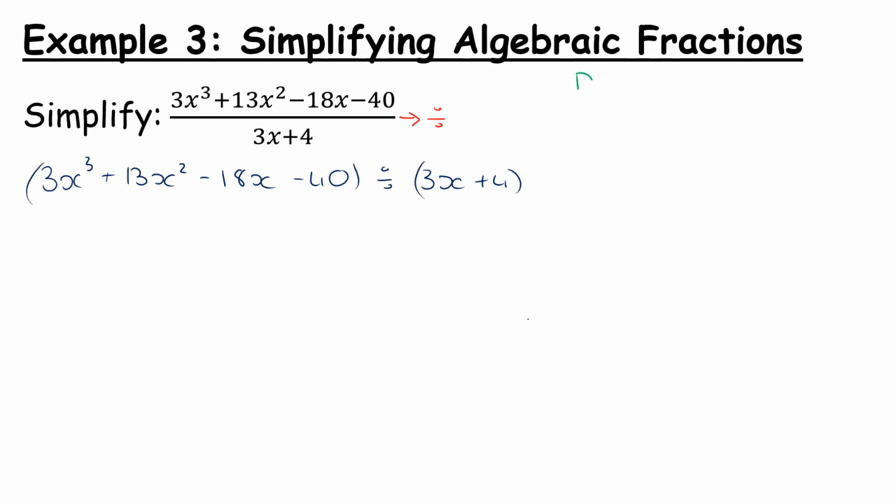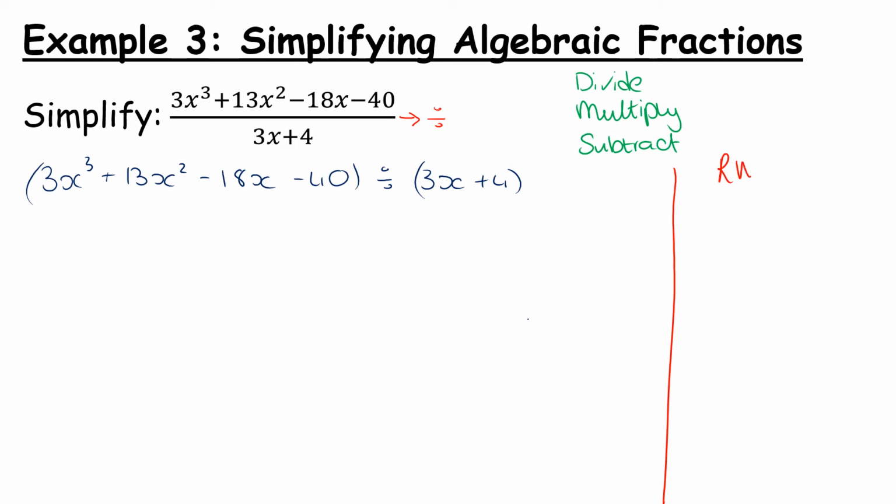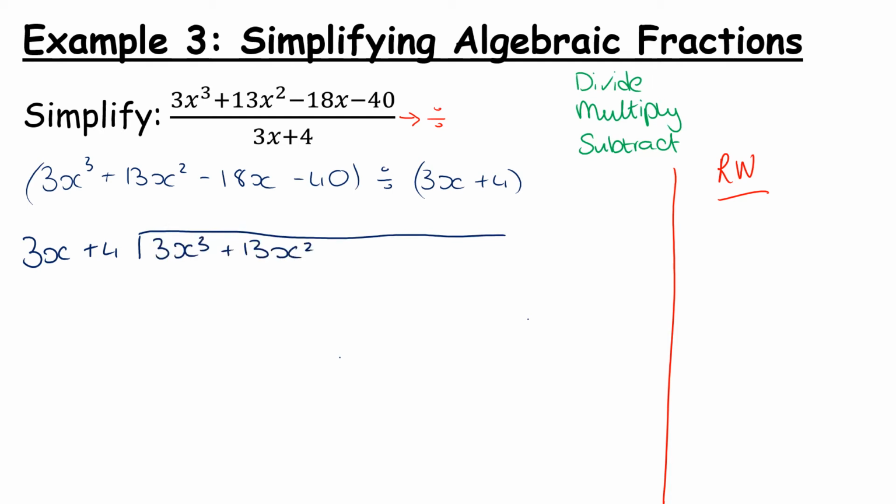So let's write down our little mantra. So divide, multiply, subtract. And we'll have a little rougher column. If at this point you're feeling confident to do your division without a rougher column, that's absolutely fine. I'm going to keep using mine. So 3x plus 4 divide into 3x cubed plus 13x squared minus 18x minus 40.